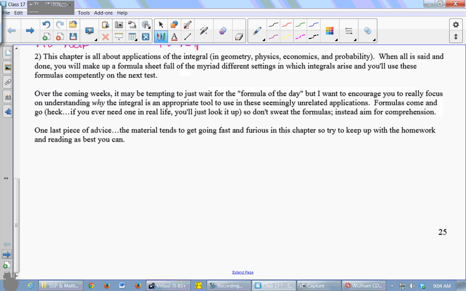Okay, so we're starting chapter 8 today. This chapter is all about applications of the integral. We will look at geometry, physics, economics, probability. When all is said and done, in every application, you're going to be making up a formula sheet full of the myriad different settings in which integrals arise, and you use these formulas competently on the next test.